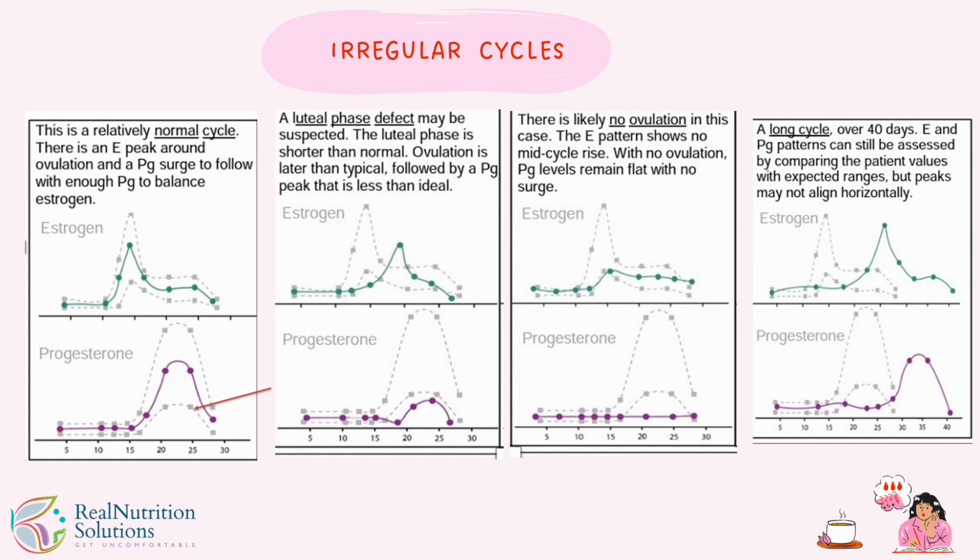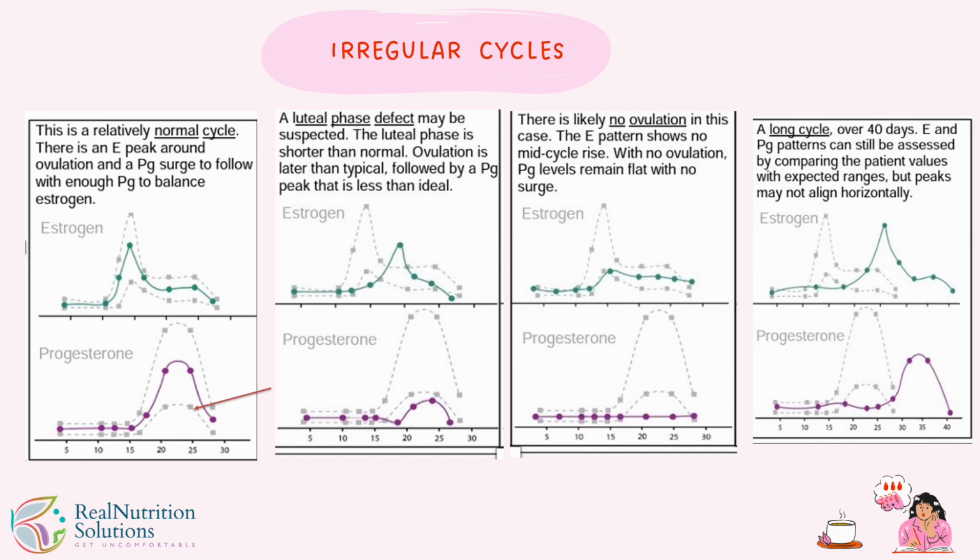Okay, so this is what a typical normal cycle would look like on a Dutch test. However, everybody's cycle is different, and your cycle may not be as pretty as this, but so long as it follows this general elevation in estrogen, which is followed by an elevation in progesterone, it's all good.